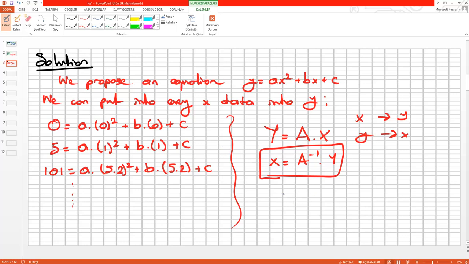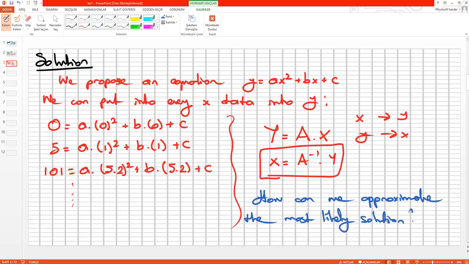And so how can we approximate the most likely solution in here? Because in real life we have noise or some other parameters, and we don't know the exact formulation of this graph. These graphs may not be represented by this formulation, but we don't know the model. We only have the data and the parameter forms. Okay, and so how can we do that?